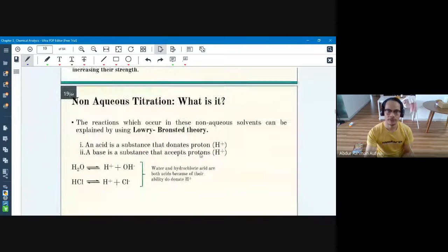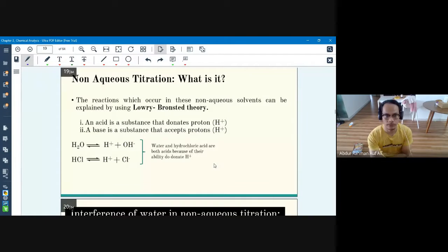Saya nak kamu revisit your first year. Water can behave both as acid and base. Okay, the definition of Bronsted and Lowry, water, any substance that donates proton, dia adalah acid. Any substance that can accept proton, dia adalah base. Okay, so this is the definition of an acid and definition of a base.